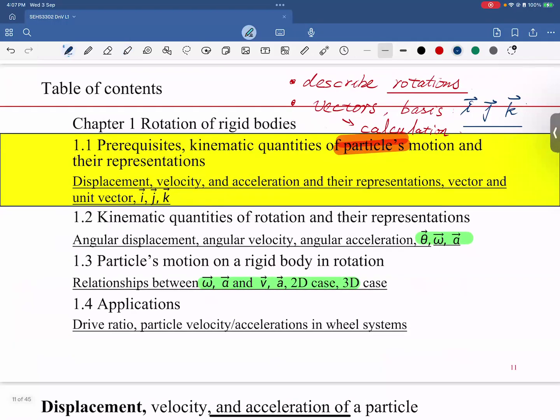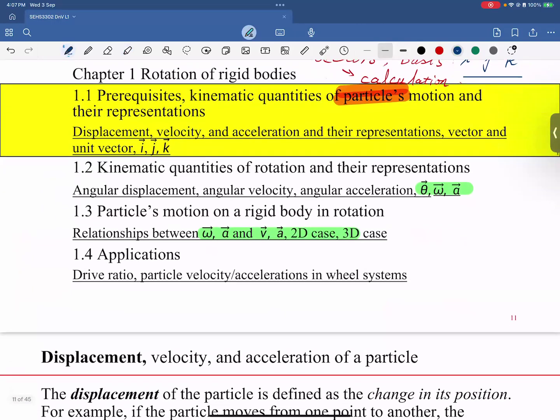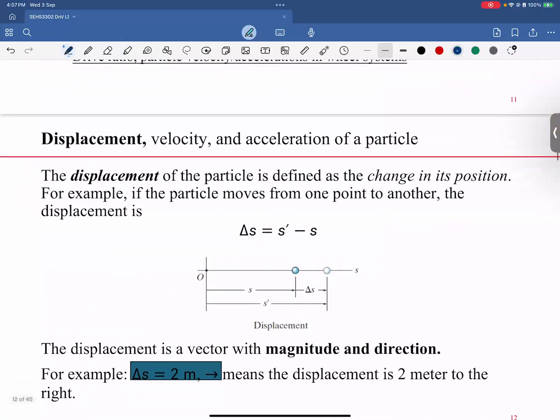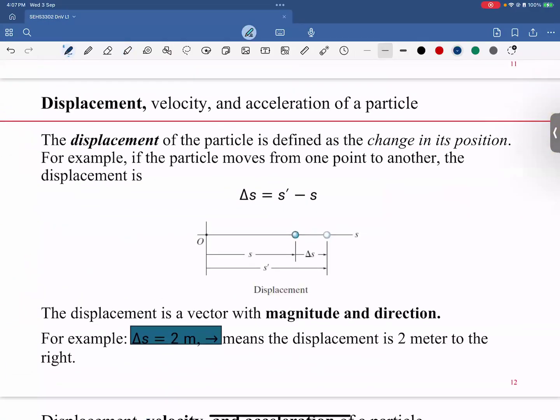And then we expanded to rotation. Okay, we start from very fundamental things, displacement. So what is the displacement? It shows a motion from one point to another point. I mean, from the initial point to the terminal point, right? So the change of position. Change in position.